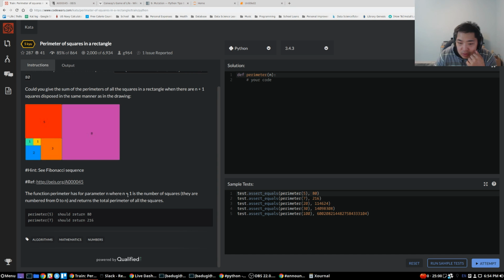I'm so confused. Okay, so the function has a parameter n, where n+1 is the number of squares. They are numbered from 0 to n, and returns the total perimeter. I keep saying parameter. Oh, it is parameter, and then now this says perimeter. And returns the total perimeter of all the squares. I get that part. I get trying to return the total perimeters.